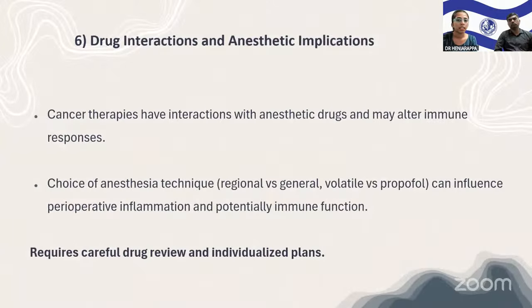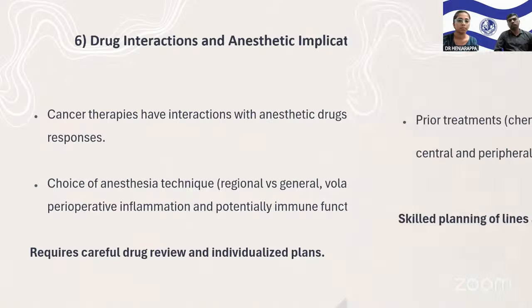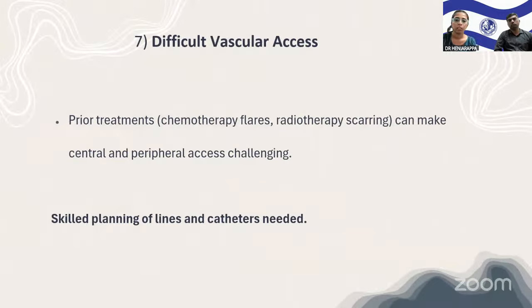Drug interactions and anesthetic implications. The cancer therapies will have interactions with anesthetic drugs and may alter immune responses. So the choice of anesthesia technique, regional versus general, volatile versus propofol, will affect the perioperative outcomes. Because of chemotherapy and radiation therapy, central line and peripheral access will be challenging. Skilled planning of lines and catheters is needed.